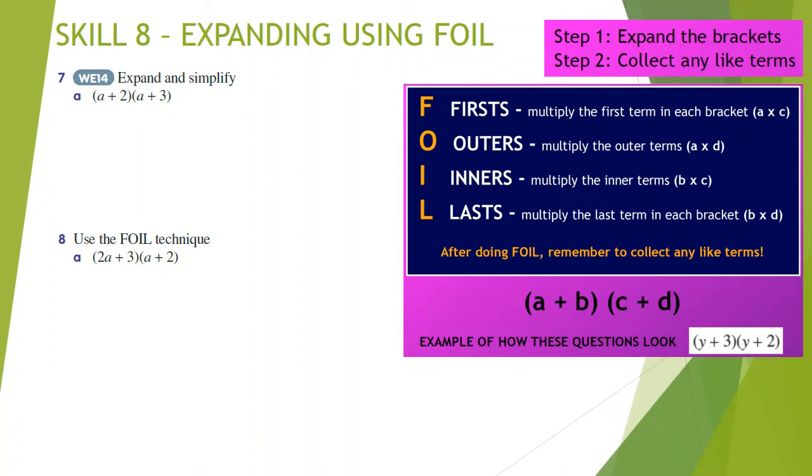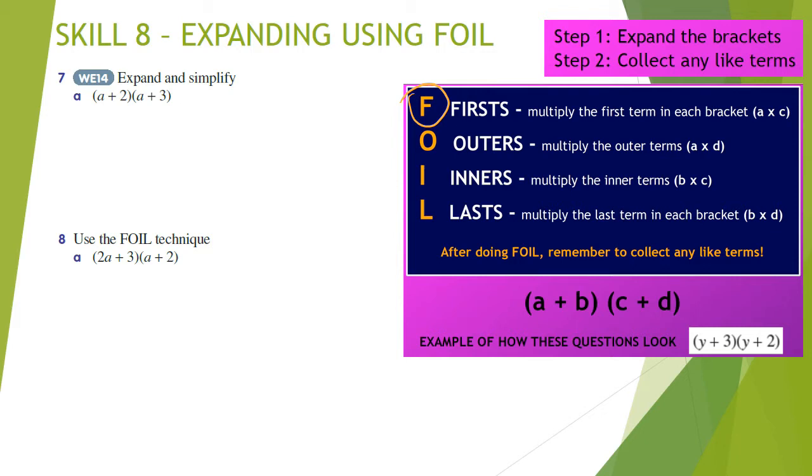Skill 8. Expanding using FOIL. When we're multiplying two sets of brackets together, we use what's called FOIL. This is broken down into 4 steps, which you can see over on the right hand side. The F stands for first, so we're multiplying the first term in each set of brackets.